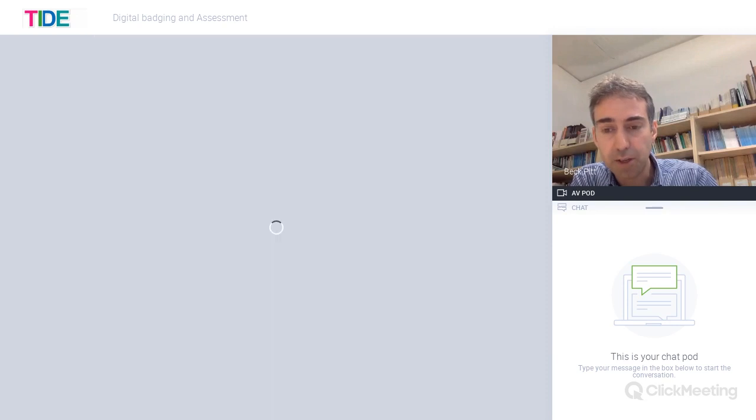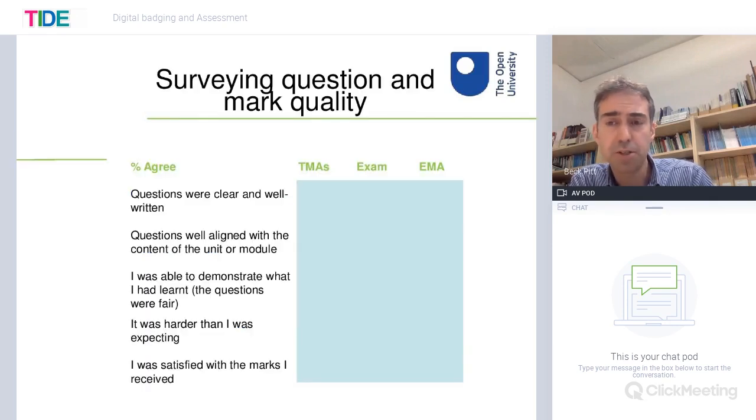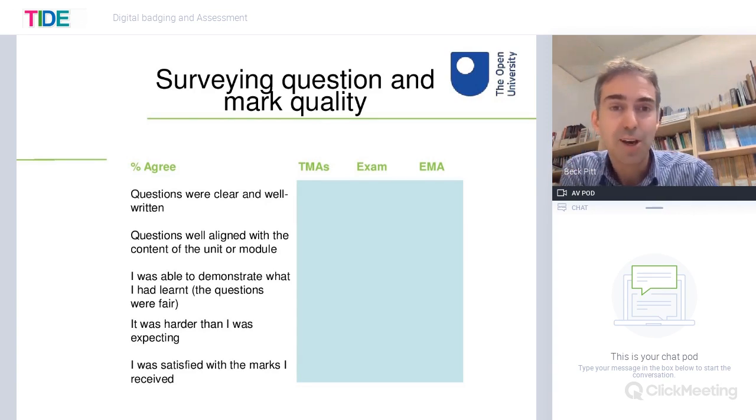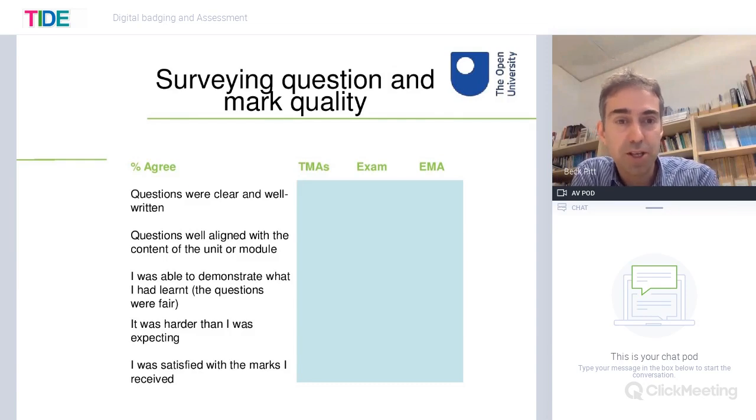So, very briefly, and more information of this is available online, and I'm happy to provide further information as well. But we sent out this student survey, asking them a series of questions about a whole range of different types of the assessment experience. So here, for example, on this slide, we were asking about question and mark quality. So were questions clear and well written? Were questions well aligned with the content of the unit or the module?